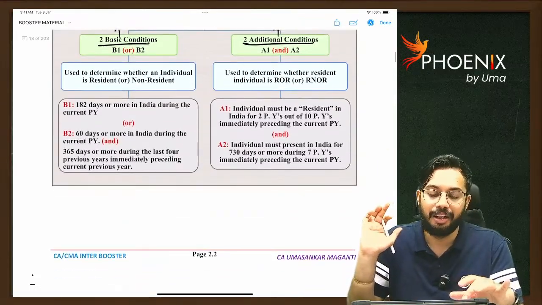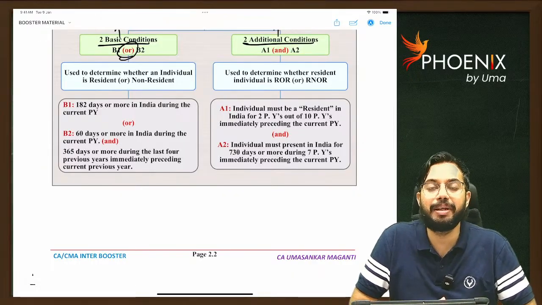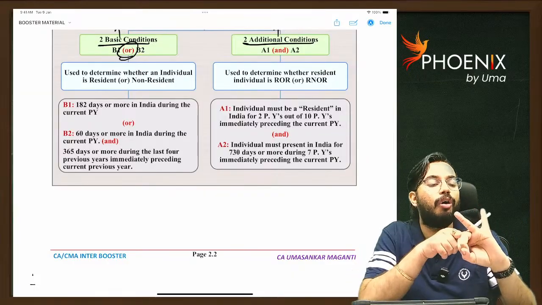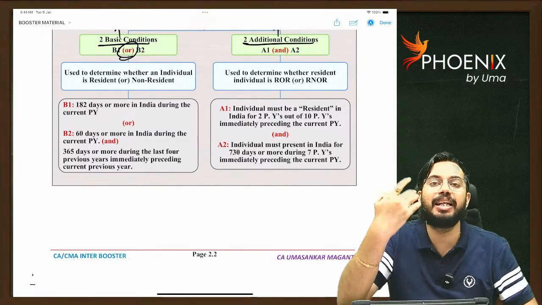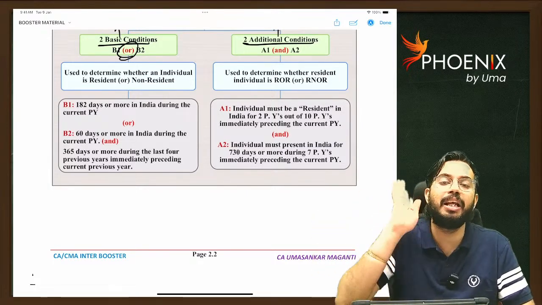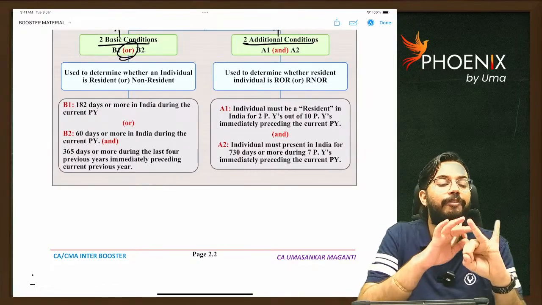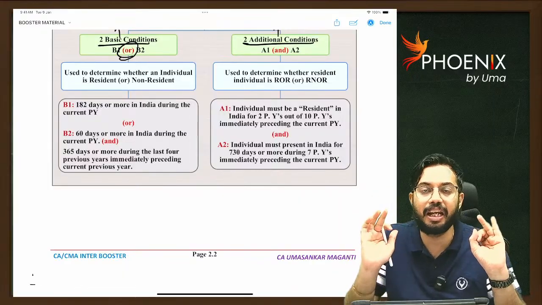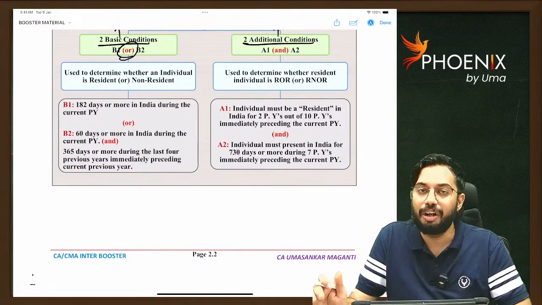Are you able to understand? Now, what is the conjunction between basic conditions? The conjunction between basic conditions is OR. That means either B1 or B2. Out of two basic conditions, if one of the basic conditions is satisfied, he is resident in India. If both basic conditions are not satisfied, then he becomes non-resident. If any one of these is satisfied, that individual is resident in India.